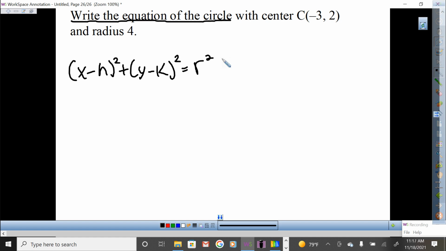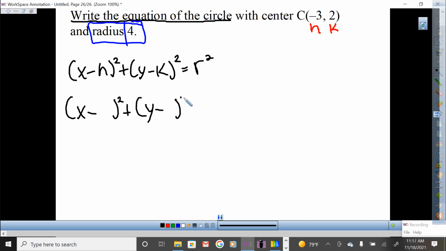Are we there so far? Okay. What information do they give us? They give us the center. We know that this is H and K. And we know that this is our radius, which is the r. So watch. I'm going to rewrite this, x minus blank squared plus y minus blank squared. Okay, so I'm going to start with h. What is h? Negative 3. What is k? 2. What is r?